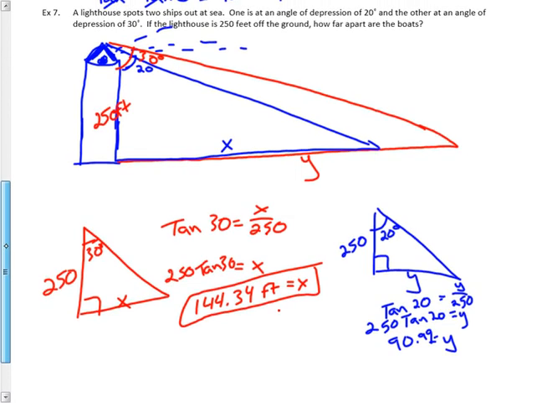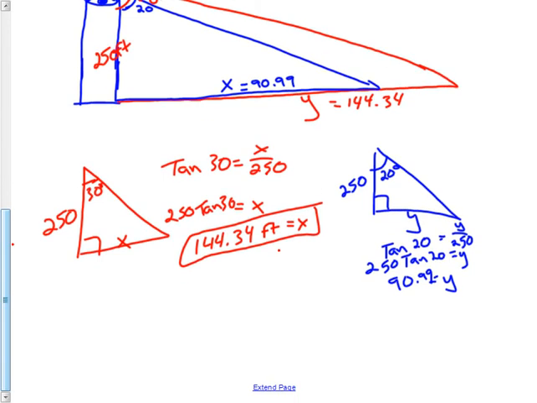Neither one of those things actually answer the question though. The question is, how far apart are the boats? So if this is 90.99 and this one is 144.34, the difference in between them is 144.34 minus 90.99. So the boats are 53.35 feet away from each other.